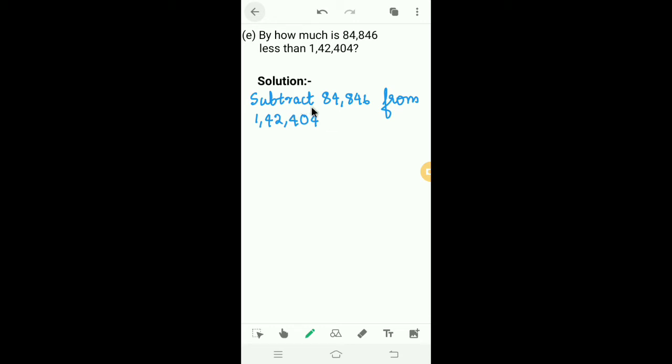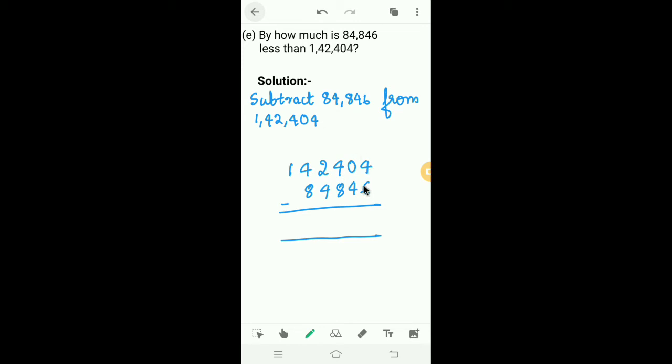Always we should subtract the smaller number from the greater number. So first we should take 1,42,404. So 4, 0, 4, 2, 4, 1. Next we should take 84,846. 6, 4, 8, 4, 8. I will start subtraction from the ones place.